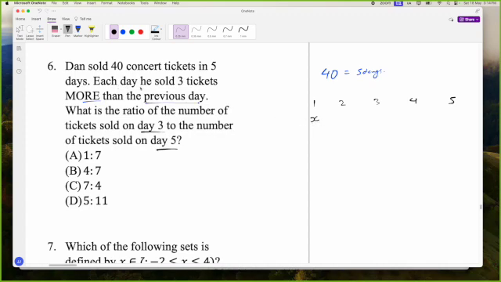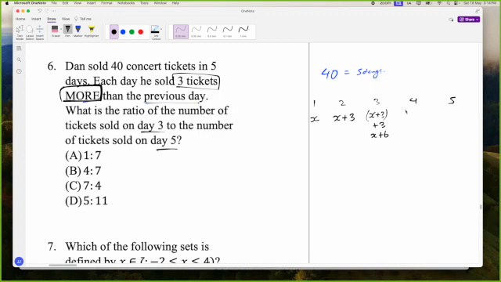And we are told that every day he sold 3 tickets more than the previous day. So that means that on day 2, he also sold X tickets, but then he sold 3 more. Right? On day 3, he sold the same amount as the previous day, but then 3 more. So that means that he has X plus 6.